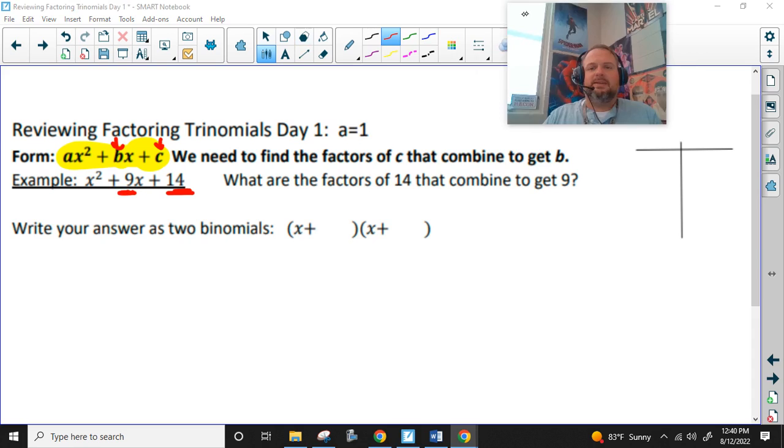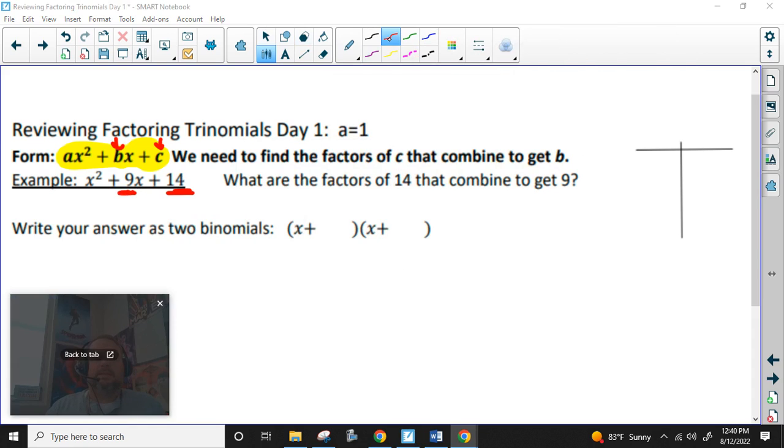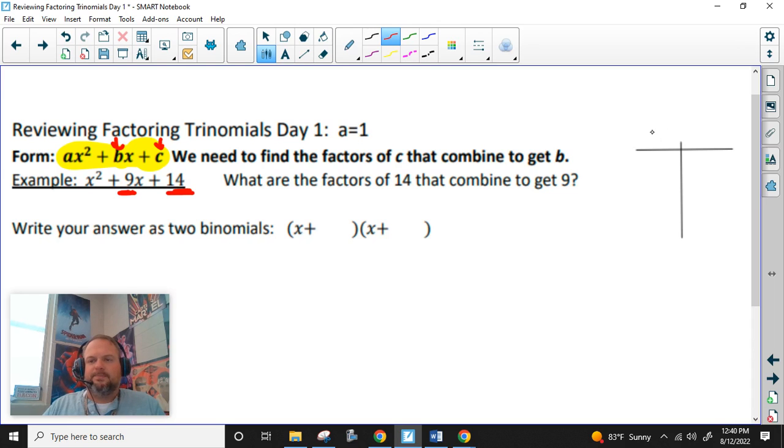Now, this little T chart right here, if you ever see me using this, this is our product. This is what we do when we multiply. And this is what we do when we combine. Now, I'm just doing combine because it's either add or subtract. And it's going to change for each problem. Okay.